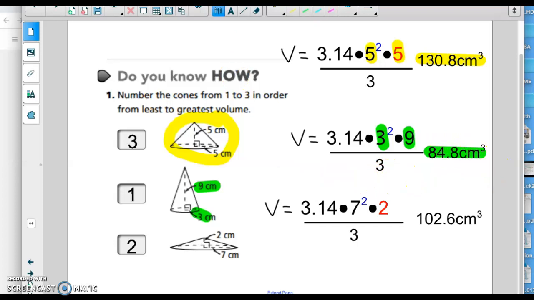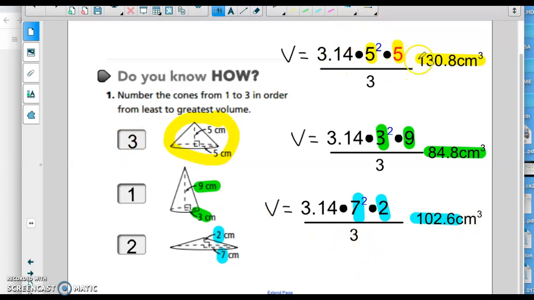Okay, and my next one, my radius is 7. So I put that there. My height is 2. Put that there. I typed this whole thing into the calculator on my phone. And I got 102.6 centimeters cubed. And again, I think this number here was 5, but it jumped up to 6 because of its next door neighbor. So then I filled it in over here.